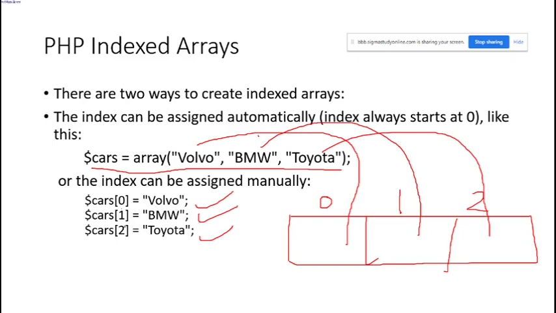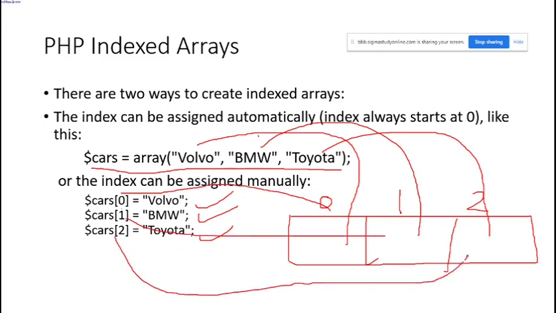But here we are placing the values this way also. Here we are storing the value for the index number 0. Here we are storing the index number 1. Here we are storing the value in the index number 2, like that. In both ways you can make the initialization.